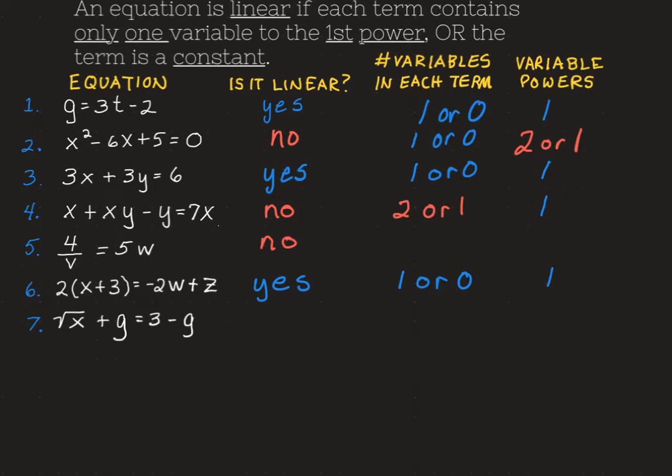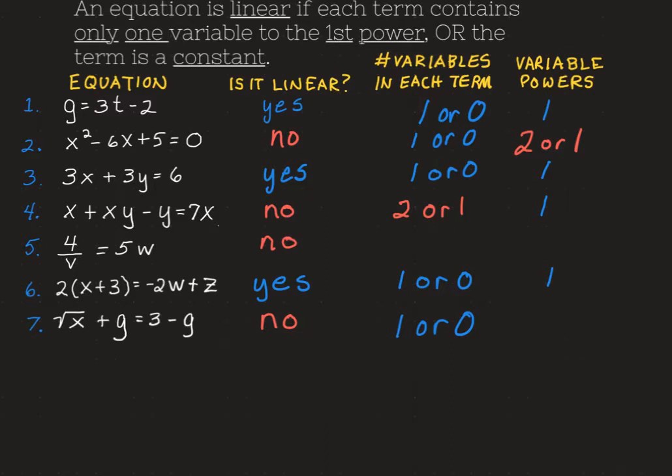It is an equation in 3 dimensions, which we're not quite going to get to in this class, but yes, it is still linear. And for number 7, the answer is no. There is either one variable or 0 variables in each term.